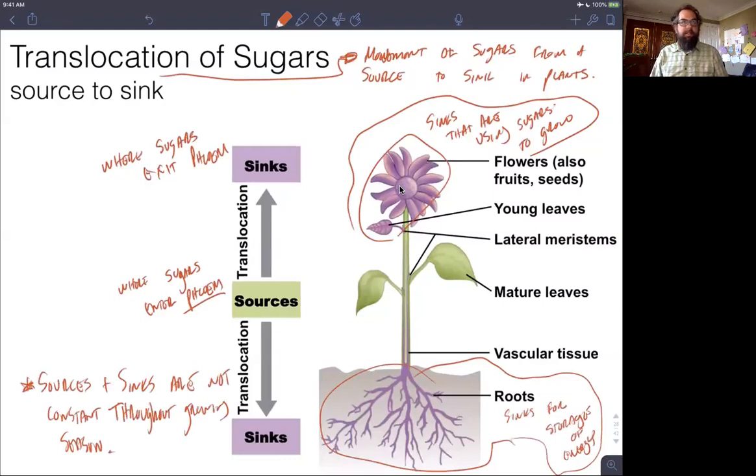So roots are a sink during the peak of the growing season, but then those roots are a source at the beginning of the growing season when they're needing that to get stuff going early in the season. So those are going to change. Sources and sinks change throughout the growing season.